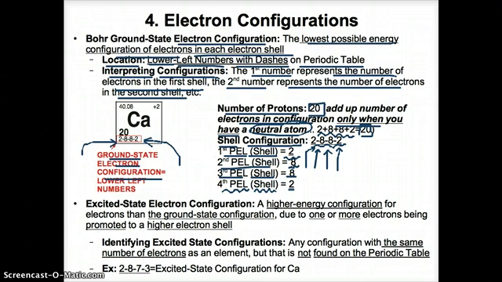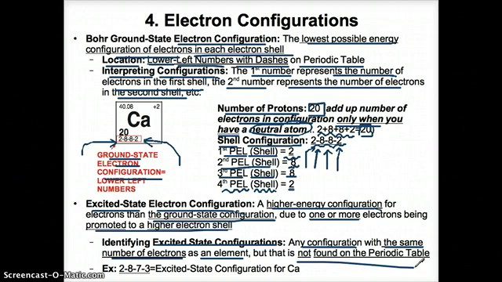Now, the next type of electron configuration, an excited state electron configuration, is a higher energy configuration for electrons than the ground state configuration. That's usually due to one or more electrons being promoted to a higher electron shell. How do you identify excited state configurations? Just find any configuration with the same number of electrons as a neutral atom of the element, but that does not match what's found on the periodic table.